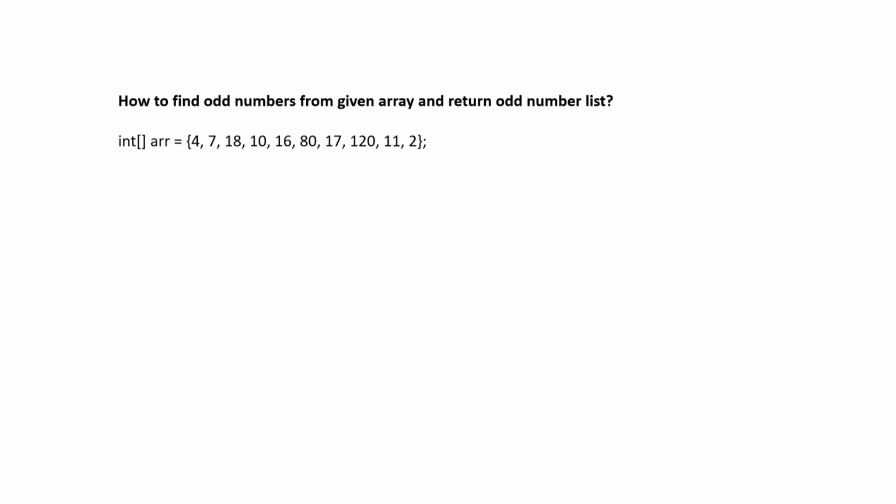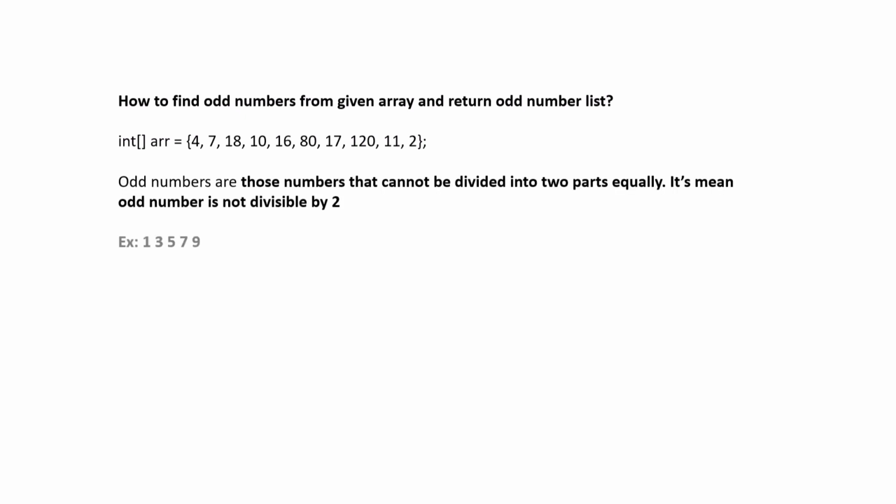In this question, again very similar to the previous question. In the previous question, the ask was even numbers, now here odd numbers. An odd number is a number which we cannot divide into two equal parts. Cannot divide into two equal parts means if we divide the number by 2, then we will get a remainder other than 0. So we call that number an odd number. Odd numbers are those numbers that cannot be divided into two equal parts. It means an odd number is not divisible by 2.